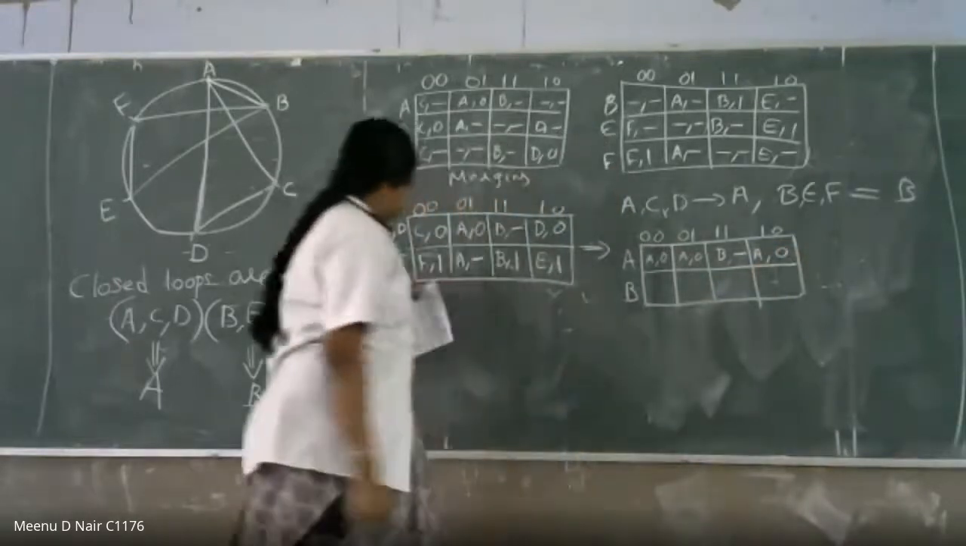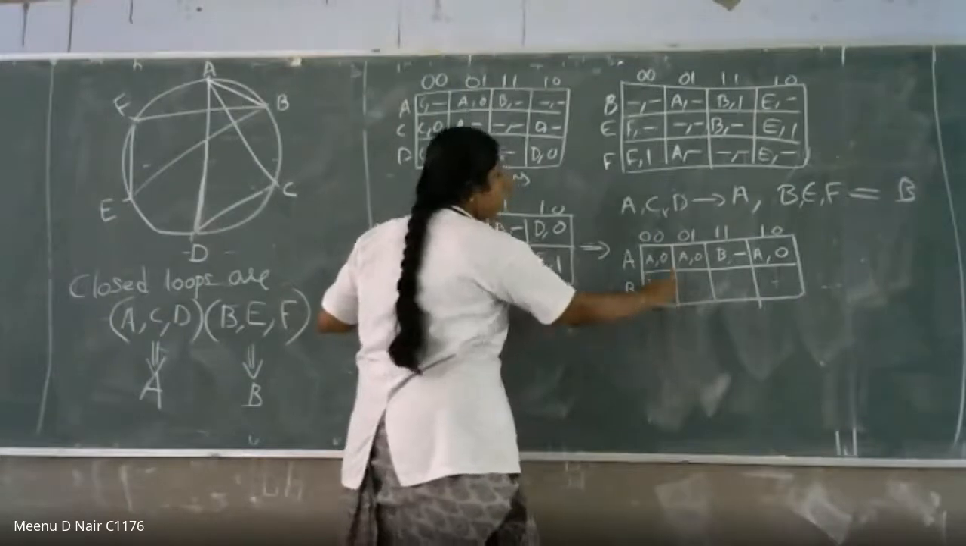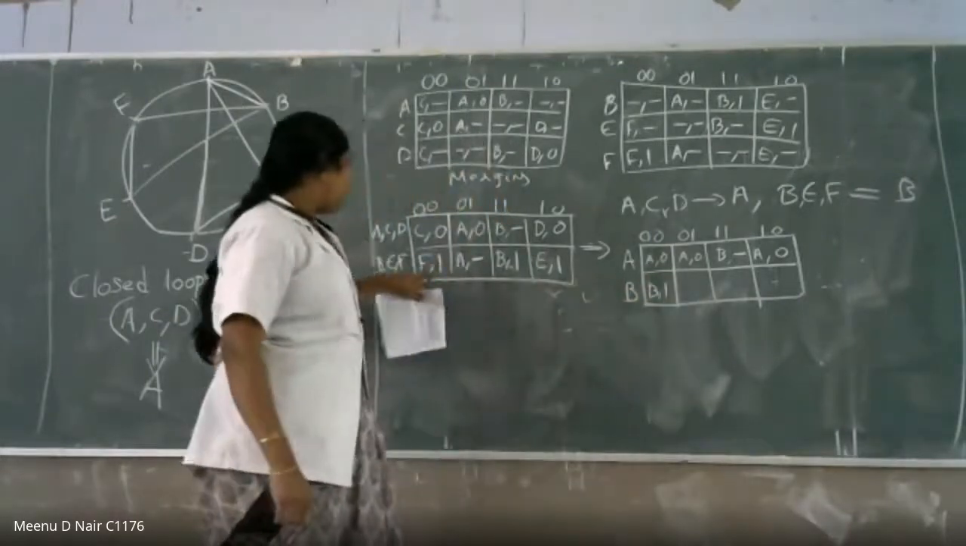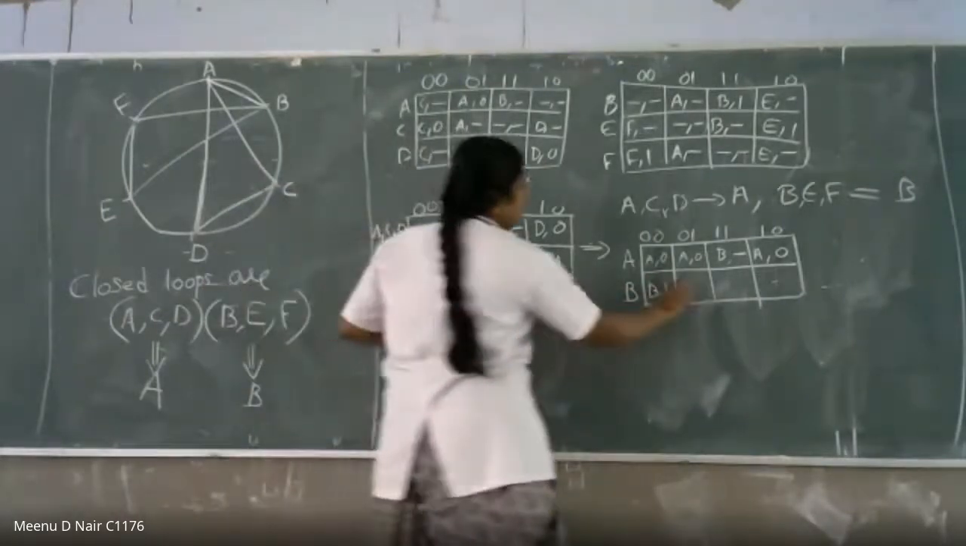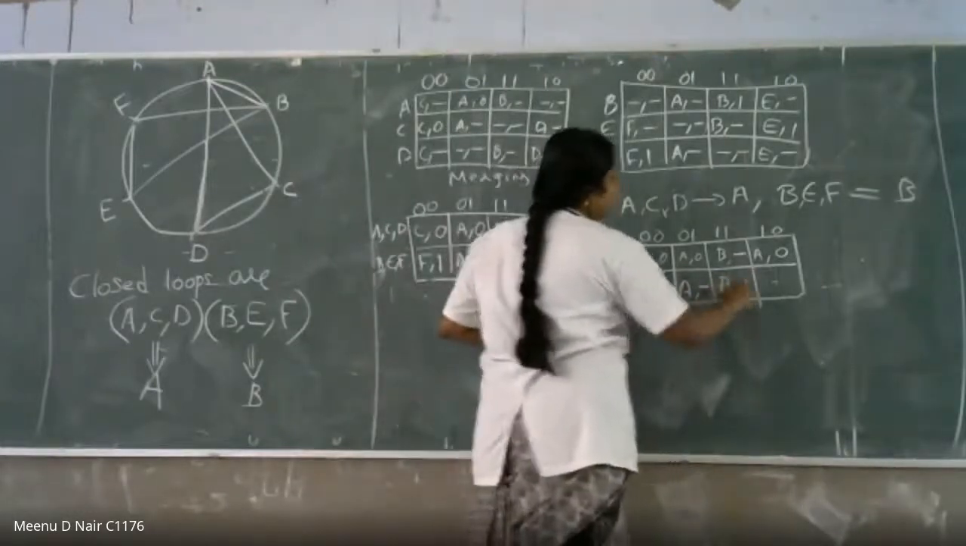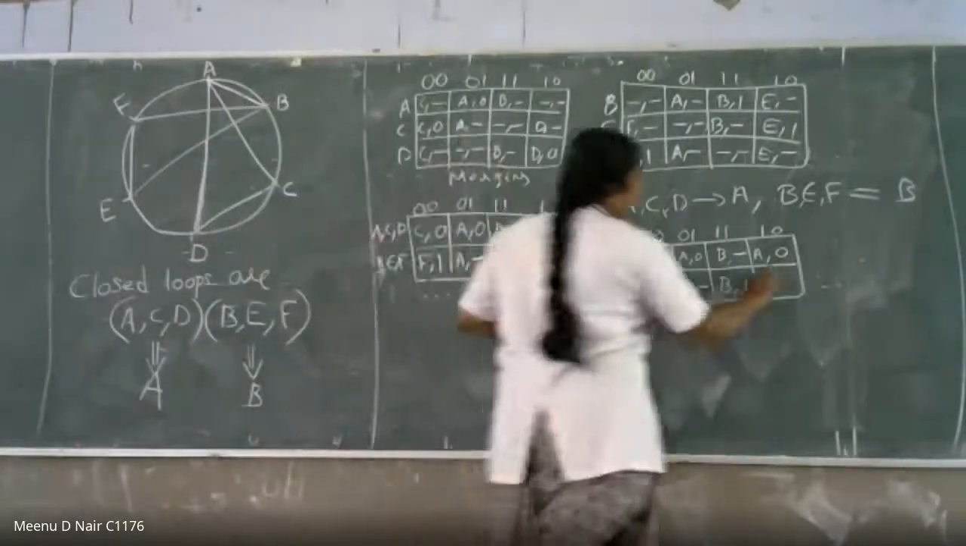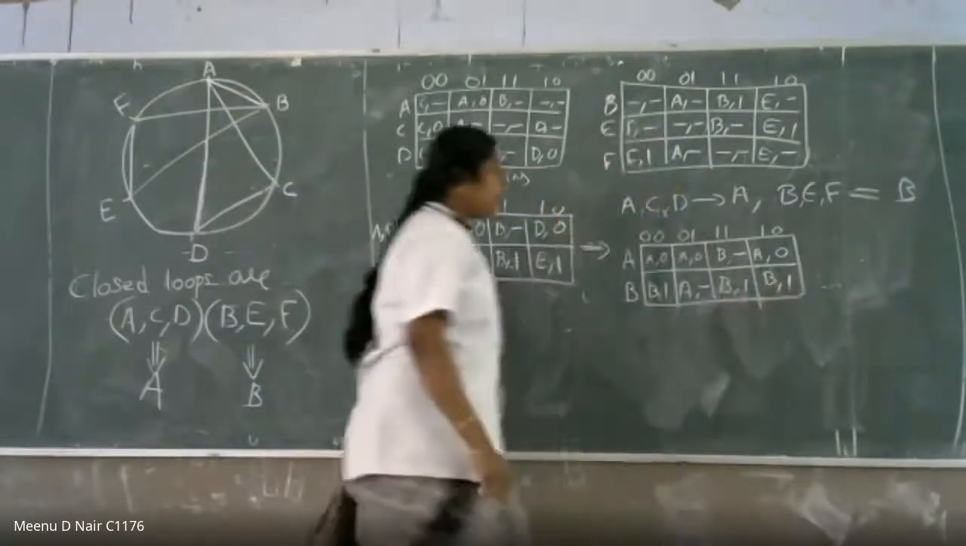Then what about the second one? F is replaced with B, comma, 1. F is replaced with B, comma, 1. Then A, comma, dash. Again B, comma, 1. Then E, comma, 1. E is replaced with B. So B, comma, 1. Okay.